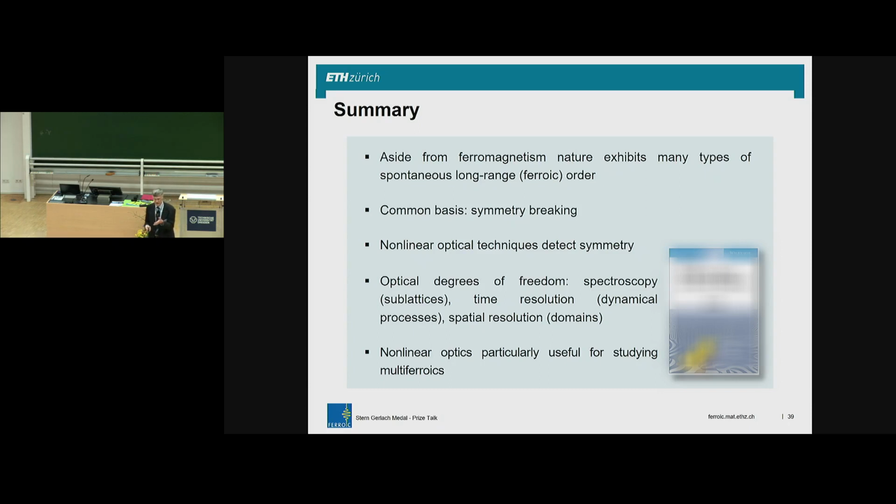Because now electric, magnetic, you usually need different probing techniques, but both break symmetry, so both can be seen by the same technique here. I explained to you how we use the optical degrees of freedom to get interesting information about ferroic and multiferroic materials. Nonlinear optics is particularly useful for studying multiferroics.